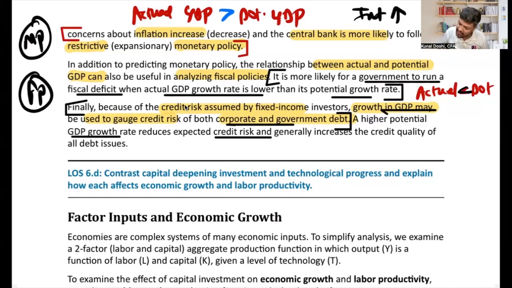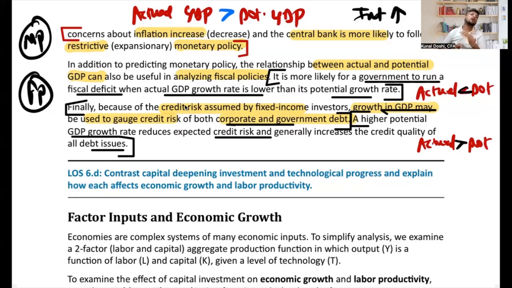And increase the credit quality of all debt issues. Yes. So if the actual GDP is greater than the potential GDP, the credit risk improves. So the credit risk is on a positive side. So that will be positive for all kinds of debt, government and corporate debt. This will be the case when actual GDP is higher than potential GDP.